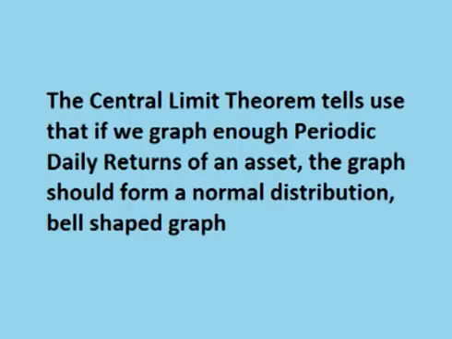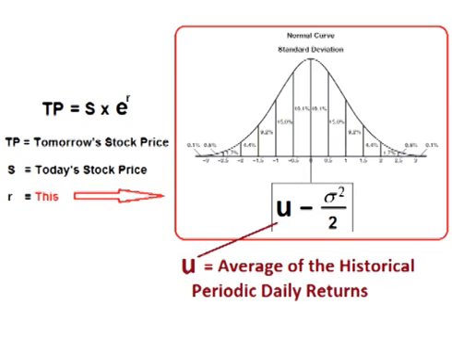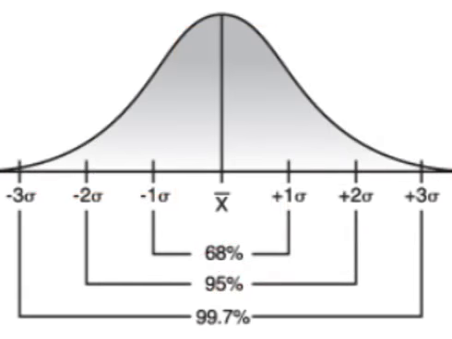Because the periodic daily return is a random number, in other words, the price of silver can change any percentage each day, the central limit theorem tells us that the periodic daily returns are normally distributed. In other words, if we calculate out and graph the periodic daily returns for silver over enough days, the central limit theorem tells us that the graph should form a normal distribution bell-shaped graph. And therefore, the graph of future periodic daily returns should also form a normal distribution bell-shaped graph. We can use this graph, along with the empirical formula, to calculate out the odds of expected future price.